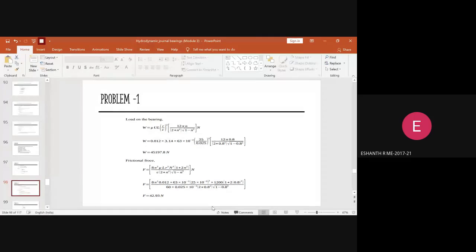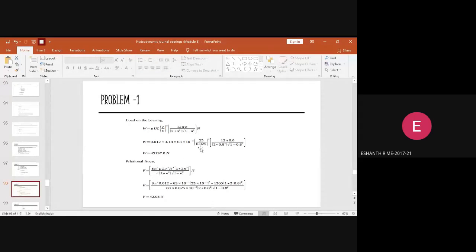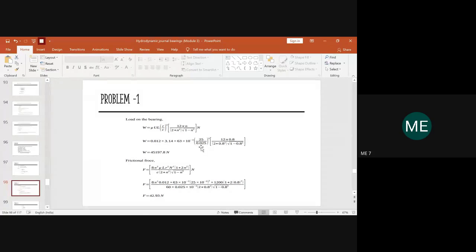45.197 into 10 power 3 Newton. Okay, the same thing you do get. So kindly write the value of load bearing capacity, which is represented as W is equal to the value you told me right now. And don't forget to write the unit as Newton.